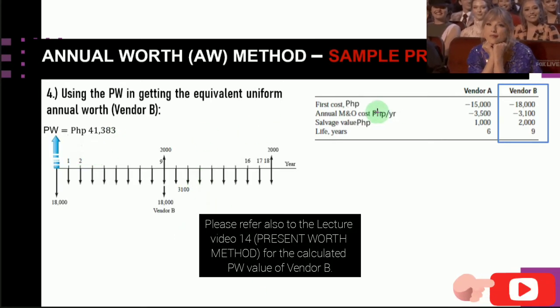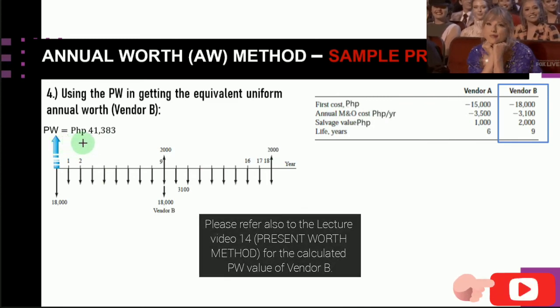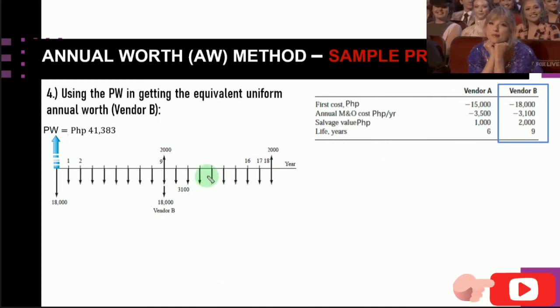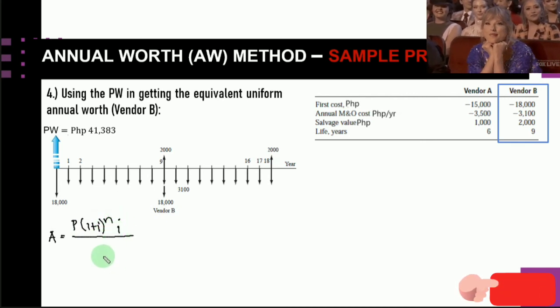Okay, so for vendor B, the calculated present worth value is 41,383, and we are going to determine now the equivalent annual worth using this value. Okay, so again we have here A is just equal now to P times 1 plus i raised to the n, times i, all over 1 plus i raised to the n minus 1.